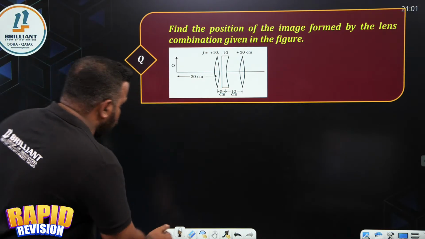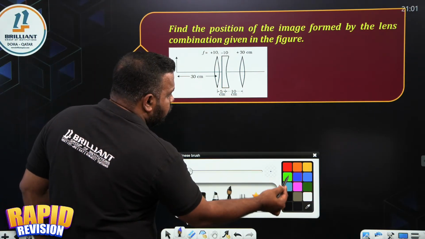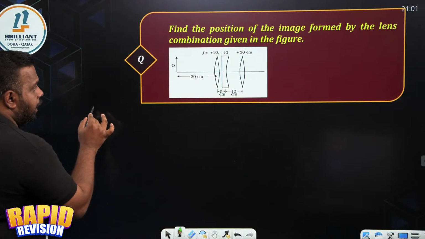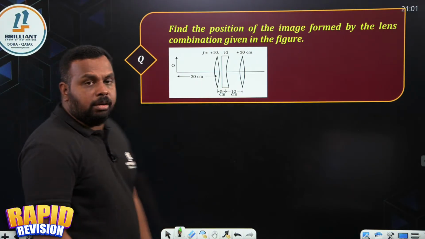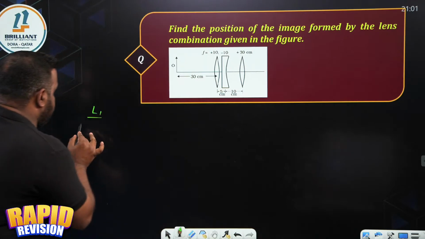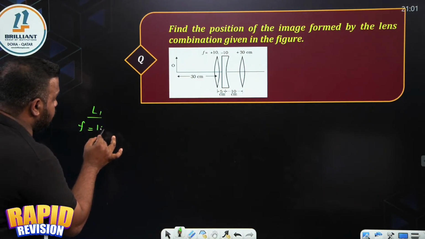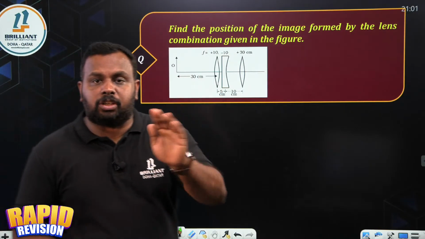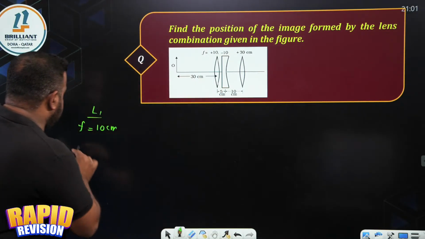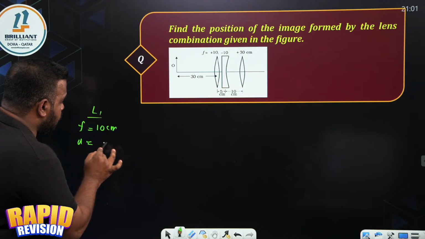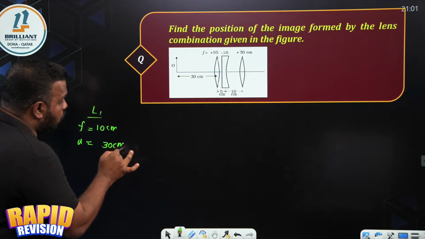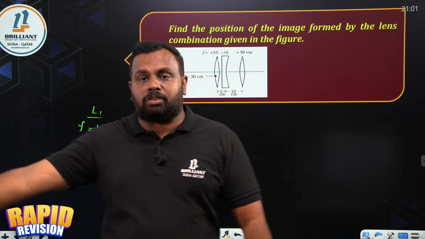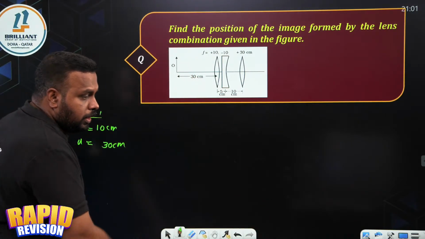What you have to do is start with the first lens. What's the first lens? L1 we can name. For L1, focal length is given. Focal length of the first lens is given as 10 cm. It is a convex lens, so it is plus. And the object is kept in front of that lens at what distance? 30 cm. So u, the object distance, is 30 cm. But what is the sign of that? It is in front of the lens. So u is negative.